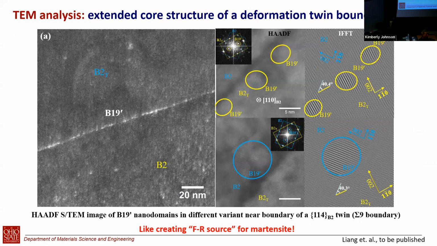So now when you apply load, they are ready to go. They transform into martensite. They grow and then consume the B2 matrix into martensite. But they cannot go too far. They cannot form a self-accommodated big martensitic domain structure because of the confinement of the neighboring twin boundaries.